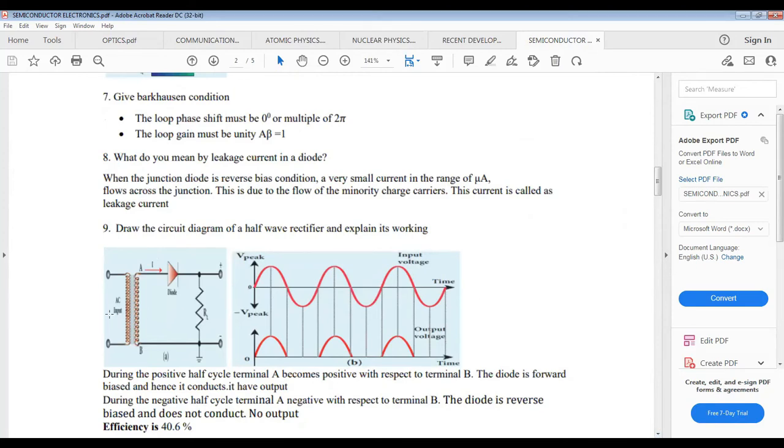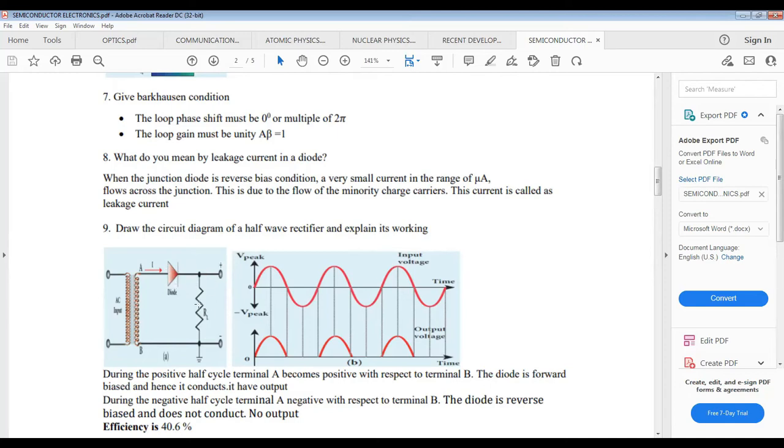An alternating current is converted into a direct current. So this is a step down transformer. The step down transformer, AC input is applied. We are getting the same AC. It is connected to a diode. So when the diode is forward biased, during the half of the cycle of AC input, the diode is forward biased. So the current flows in the circuit.